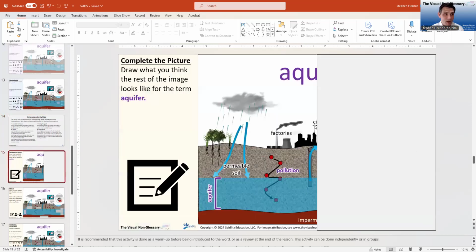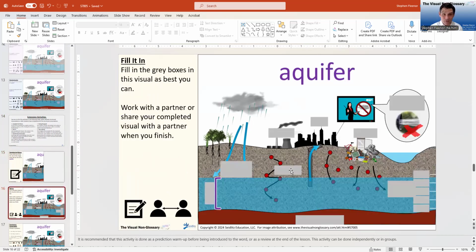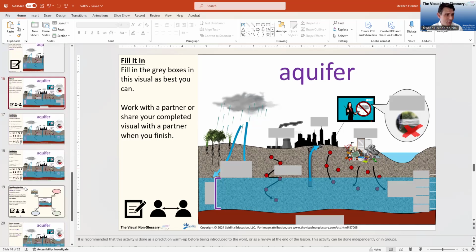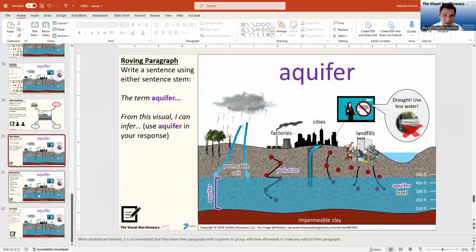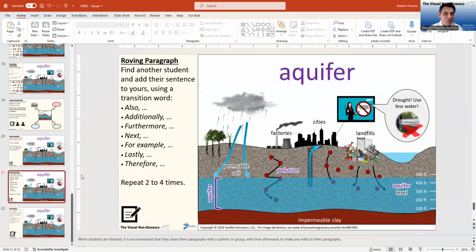So, for example, complete the picture is one where students have to draw what they think the rest of the picture looks like. This could be a great preview activity or a great review activity. There's also the opportunity to fill in the blanks where students fill in these labels as they appear in the visual, or maybe again, this is before or after. There's vocabulary connection activities. There are writing activities that incorporate transition words. There's a lot of really great activities and strategies within every single Visual and Glossary lesson. And the key is that it helps students to build academic language.